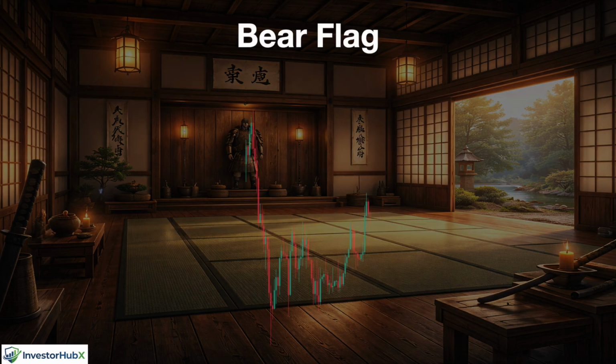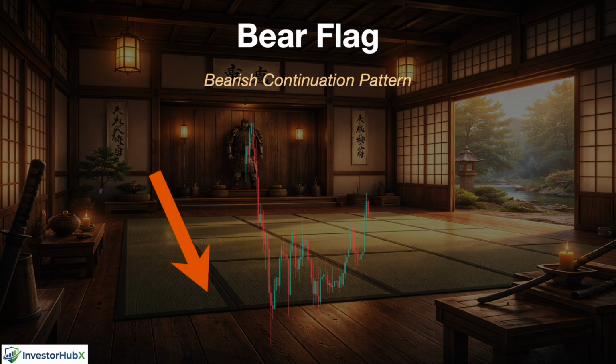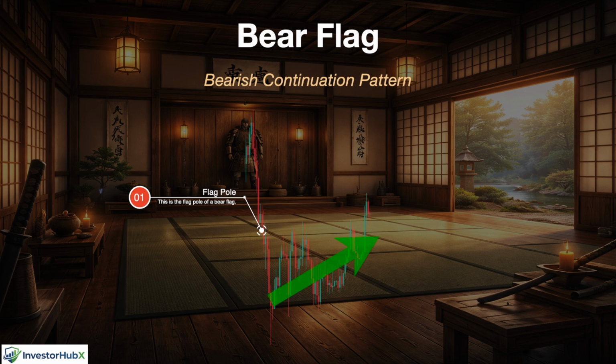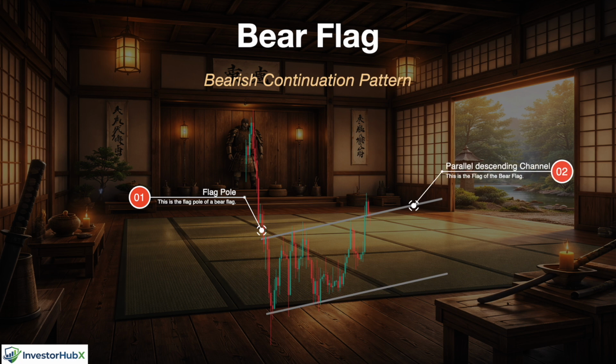Moving on to the bear flag. A bear flag is a bearish continuation pattern. First, we have this strong downward move. This is known as the flagpole. It represents strong selling pressure and a clear downtrend. After that, price begins to pull back slightly and forms a parallel ascending channel. This is the flag. You'll notice that this structure is made up of higher highs and higher lows, connected by two upward sloping trend lines.